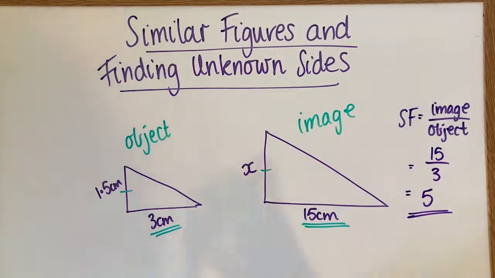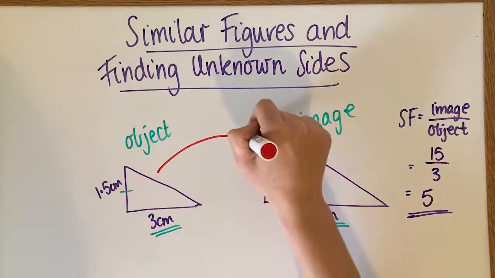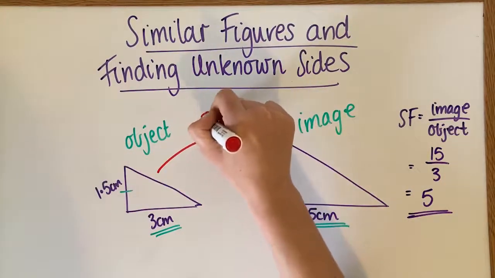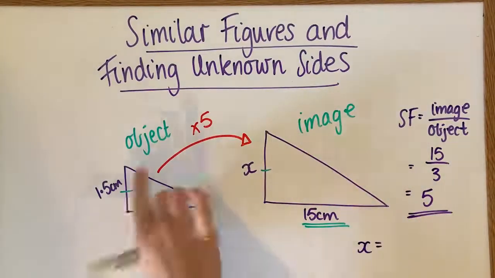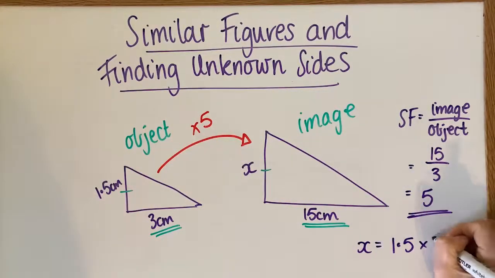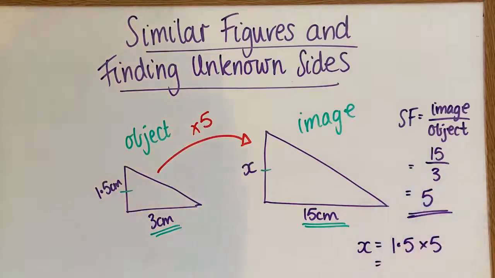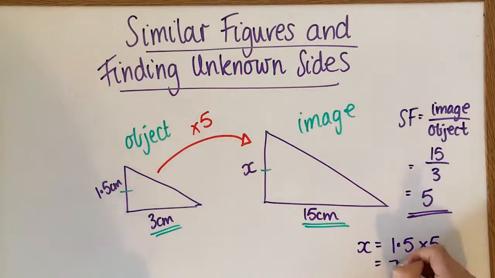So it means that anything going from this shape to this shape has been multiplied by 5. So to find x, we need to do 1.5 times 5, and that will give us what it is in our new shape, which is 7.5 centimeters.